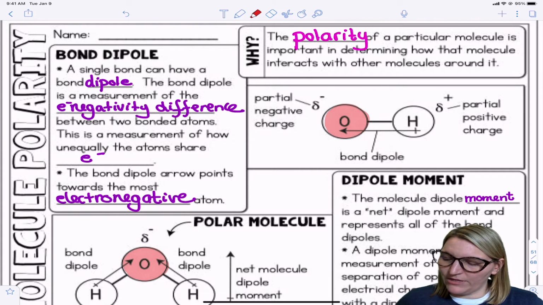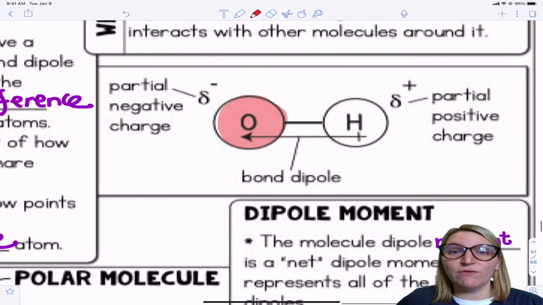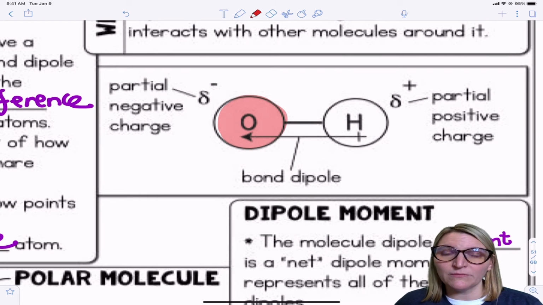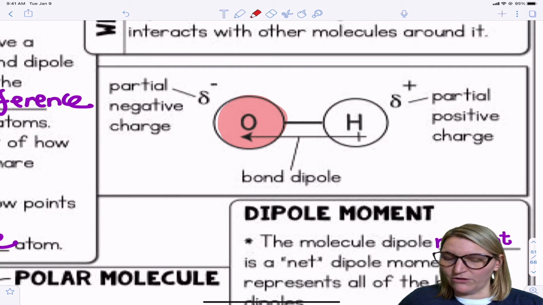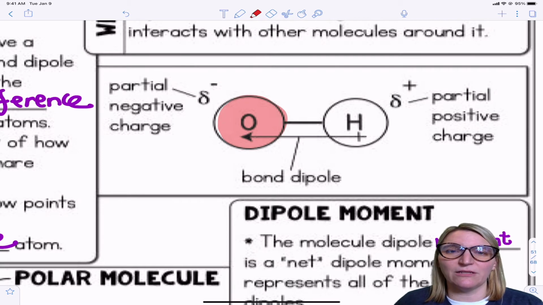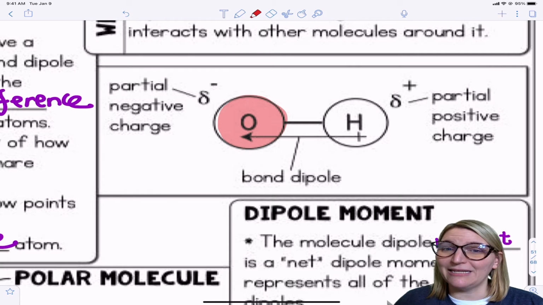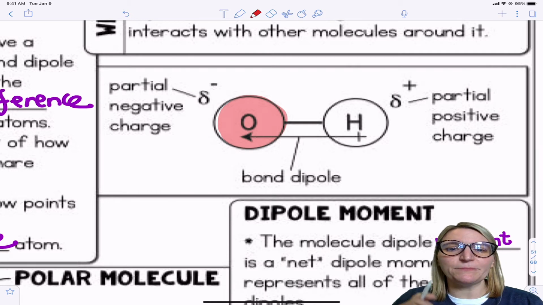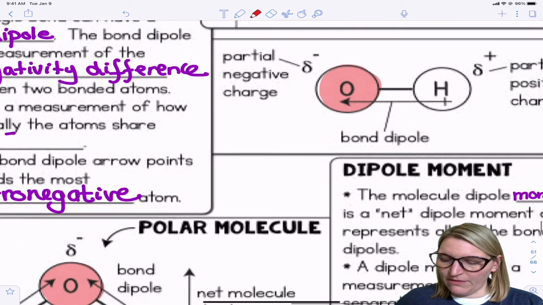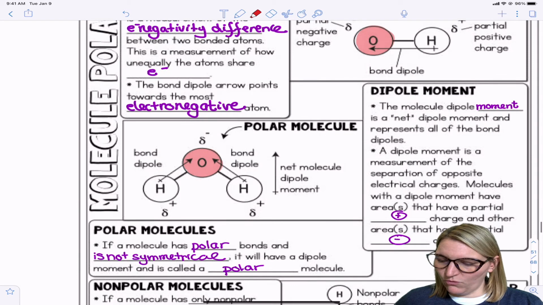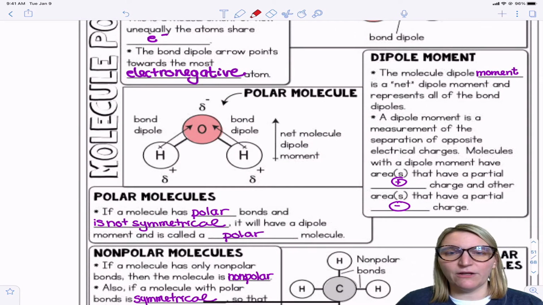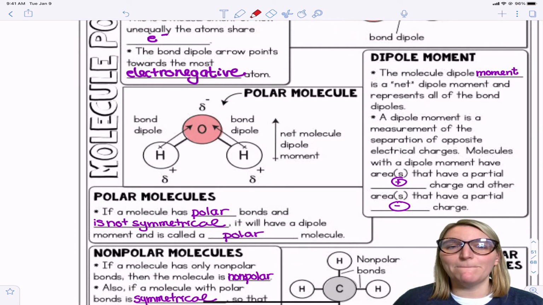So you can see over here on the right-hand side, we have an oxygen-hydrogen single bond. The oxygen is more electronegative than hydrogen, and so we have the delta negative sign and an arrow pointing towards oxygen. That's symbolizing this bond dipole. This bond dipole, you can actually get a number for it that we don't do, but it can get much more sophisticated than this. And then what the heck do we do with bond dipole? Well, that helps us to understand a little bit better what a polar molecule is.